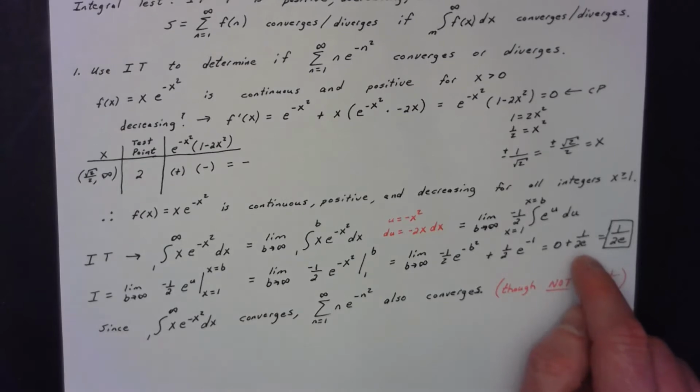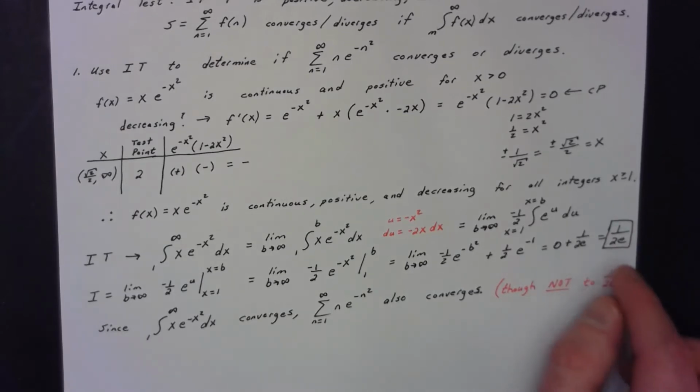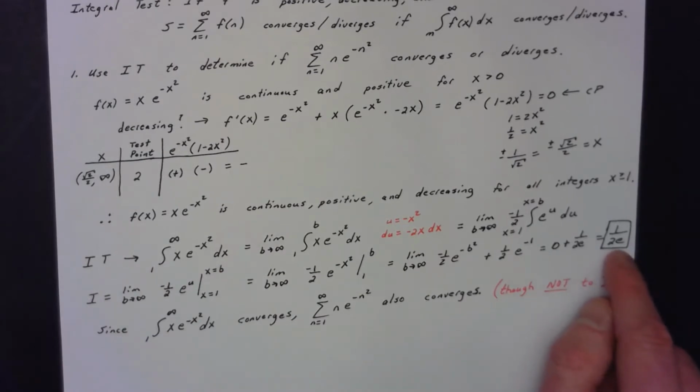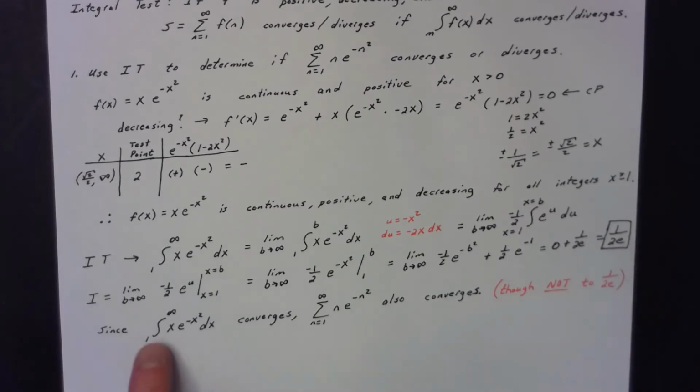Now the answer to this problem, 1 over 2e, shows me that this integral converges because it has a finite answer, 1 over 2e. The integral converges to 1 over 2e. And then I can say, well, since the integral of this function converges, the corresponding series, n e to the negative n squared, also converges.